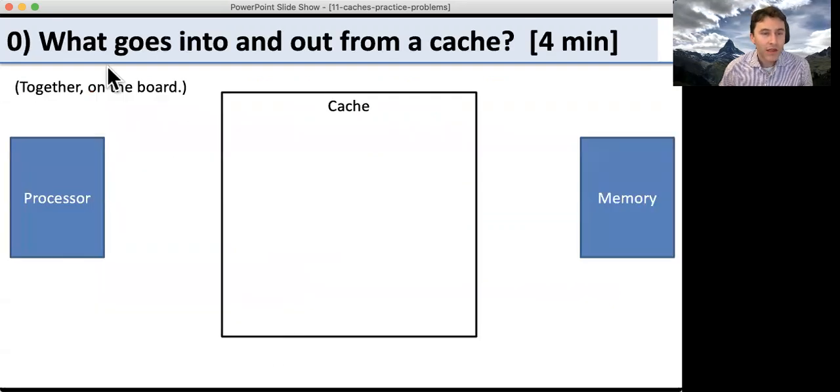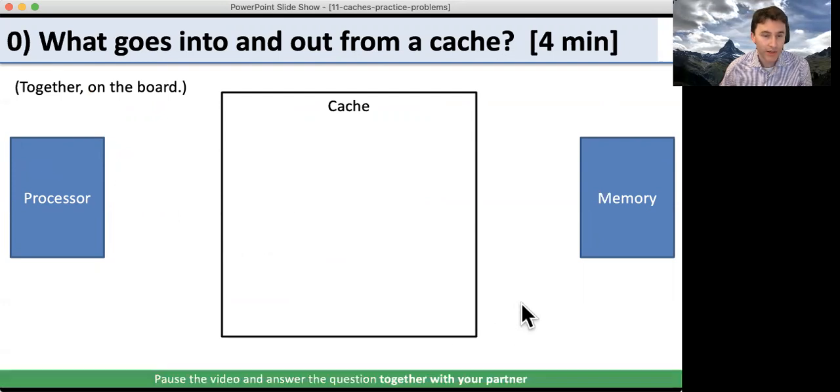Okay, let's go ahead and take a look at what goes into and out of a cache. So go ahead, take this design here. You've got a processor, memory, and your cache, and draw what the inputs and outputs are on it. So go ahead, pause the video, answer this together with your partner.